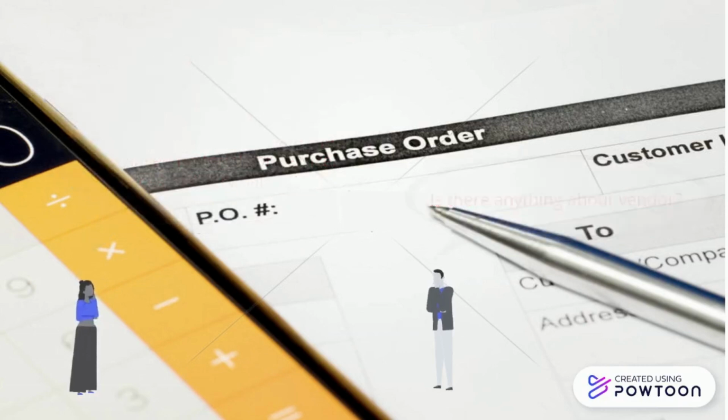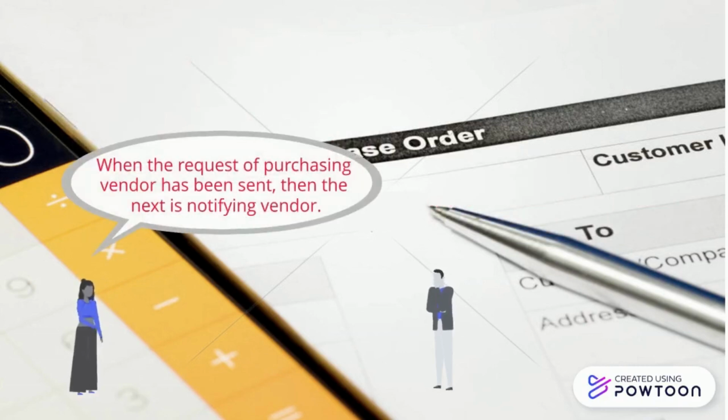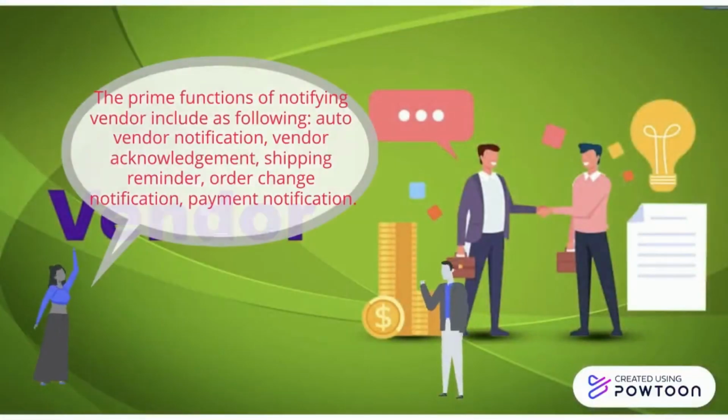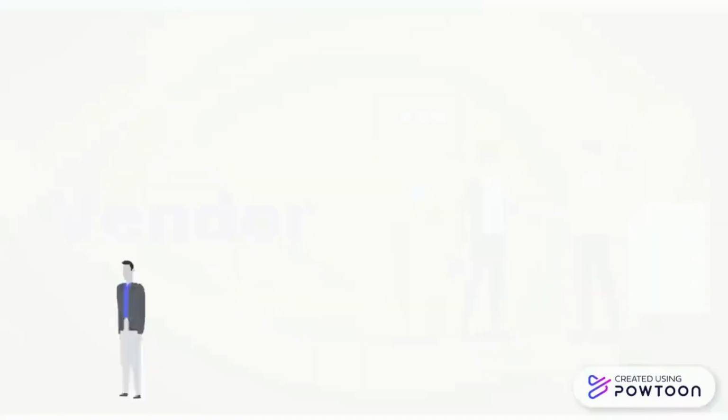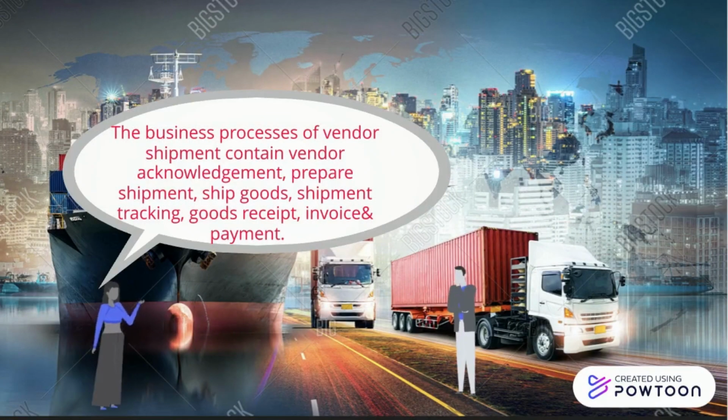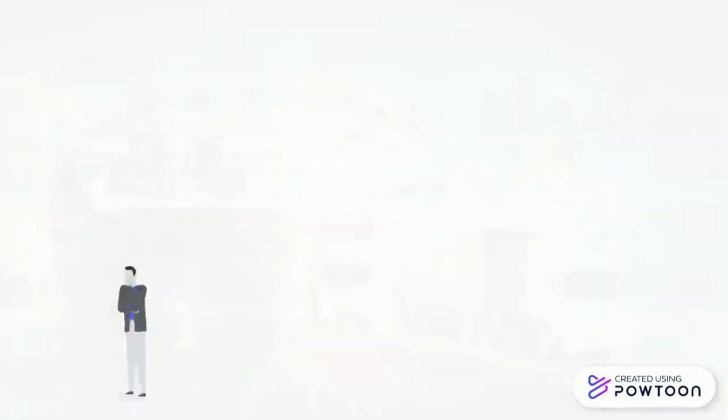Is there anything about vendors? When the purchasing request has been sent to the vendor, the next is notifying vendor. The prime functions of notifying vendor include the following: auto vendor notification, vendor acknowledgement, shipping reminder, order change notification, payment notification. When the vendor has been notified, the next is vendor shipment. The business processes of vendor shipment contain vendor acknowledgement, prepare shipment, ship goods, shipment tracking, goods receipt, invoice and payment.